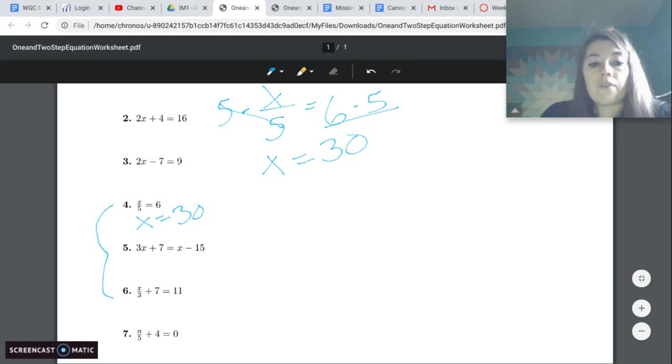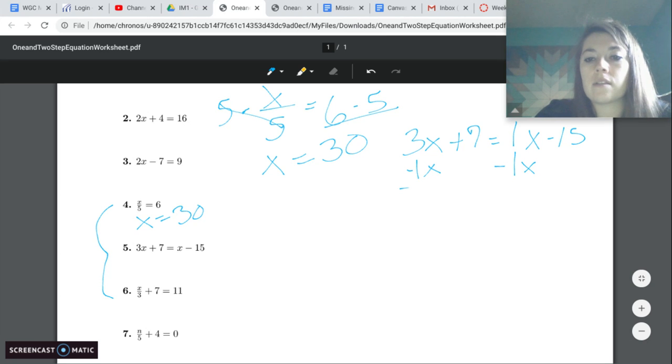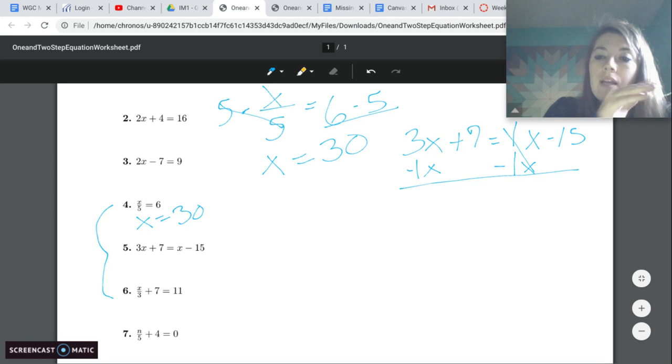Now, for number 5, this is a multi-step problem. There's a lot going on in this. We have 3x plus 7 equals x minus 15. Some of you wonder what you're supposed to do when there's just the x there. Anytime you see just an x by itself, put a 1 in front of it so you know it has a coefficient, because that helps. I'm going to start by subtracting this 1x from both sides, because when we have a variable on both sides, we want to get the variable to one side and the constants to the other.